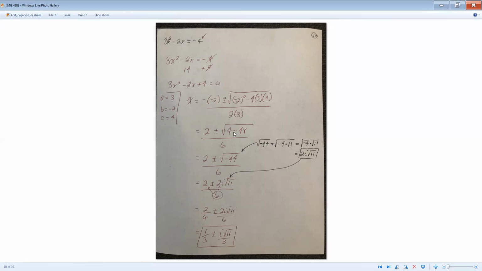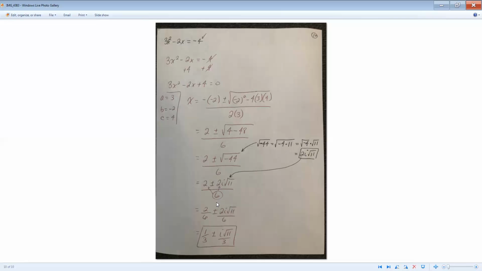Simplify. That negative 2 squared is 4. 4 times 3 times 4 is 48. Subtract, that's 4 minus 48, which is negative 44. So we can write the simplification of that, which is 2i square root of 11. So you break that negative 44 down to negative 4 times 11. Square root of negative 4 is 2i, and we leave the 11 under the radical. So once we have that, we have 2 plus or minus 2i square root of 11 over 6.